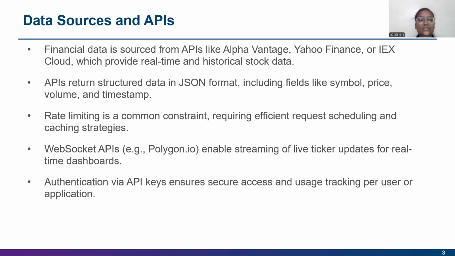These are the data sources for the market architecture that uses APIs. Financial data is sourced from the APIs, and the APIs return structured data in JSON format. Rate limiting is a common constraint, and the WebSocket APIs enable streaming of live ticker updates, and authentication via API keys ensures secure access to the market sources.